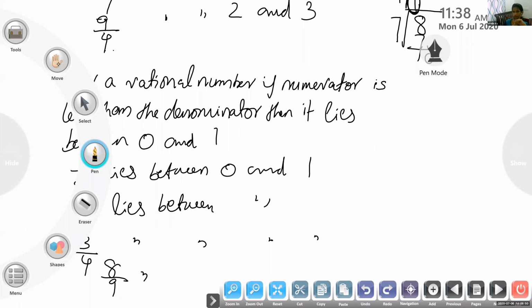You find out 8 by 6. Find out which numbers these lie between.